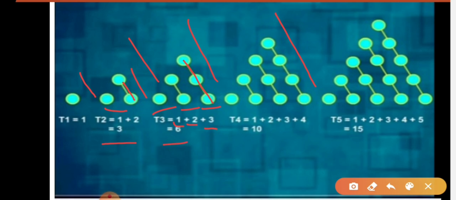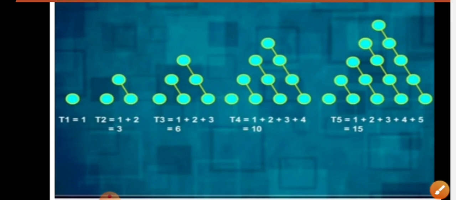Next one. First 1, 2, 3, 4, 10. Then 1, 2, 3, 4, 5. So what has come? 15.